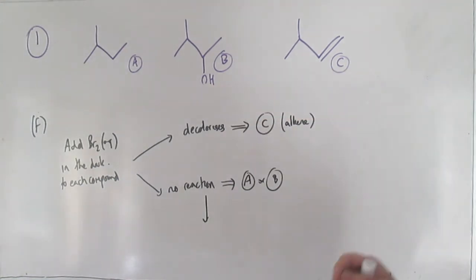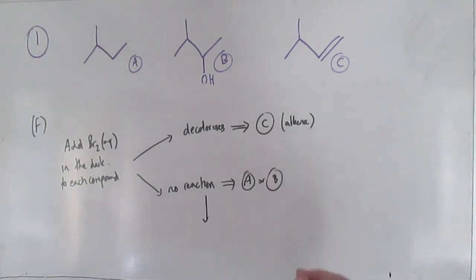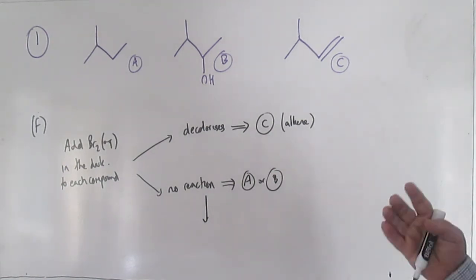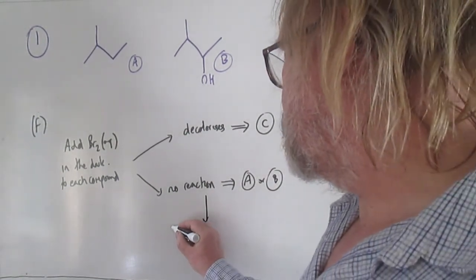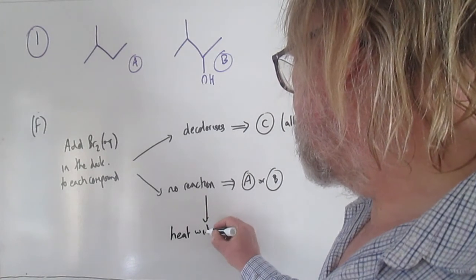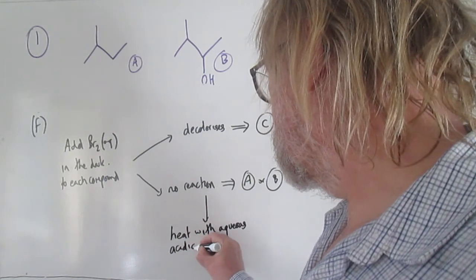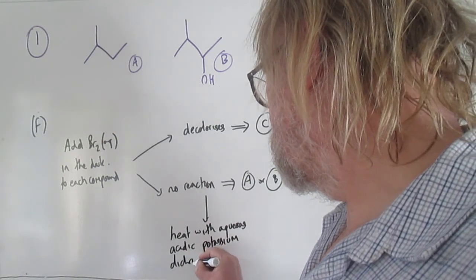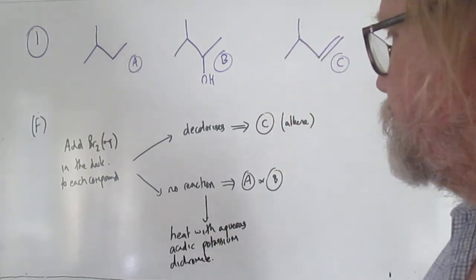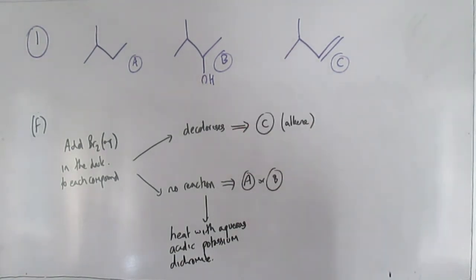So the one to think of is oxidation. Because remember, when you oxidize a primary or secondary alcohol with aqueous acidic potassium dichromate, it changes from orange to green. So that's a really useful test because it's a very dramatic colour change. So what you do is you heat with aqueous acidic potassium dichromate. If you're putting it in words rather than a diagram, you say you just do this for A and B. We're not bothering with C anymore because we know which one C is.